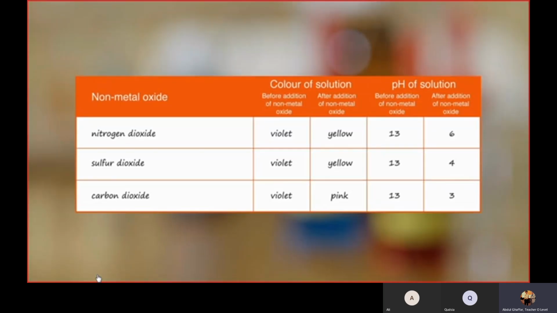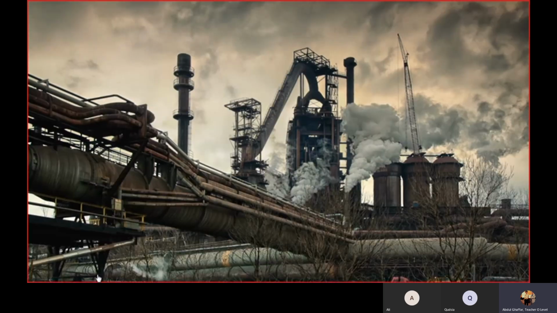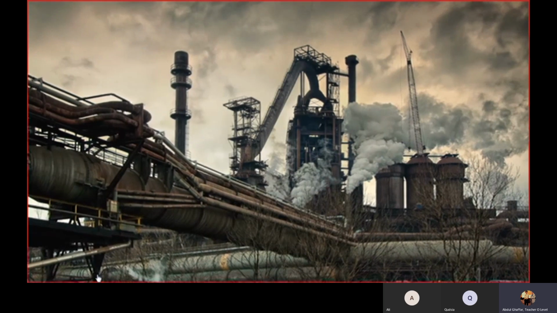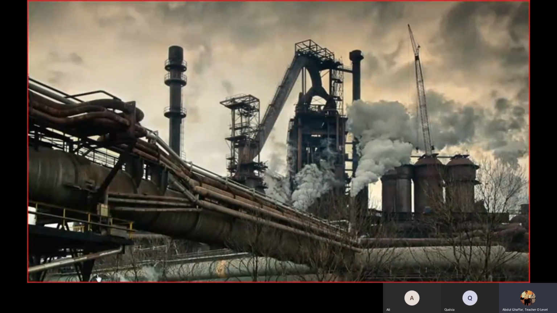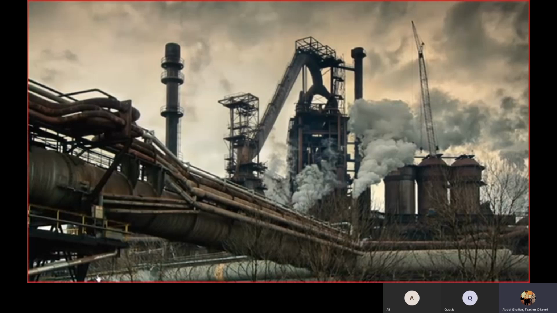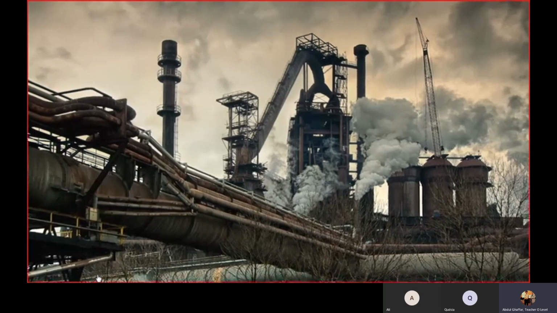The table is now complete. When a base is reacted with a soluble non-metal oxide, the pH decreases and becomes more acidic. Neutralization reactions are used to lower pollutant gas emissions and reduce the likelihood of acid rain being formed.